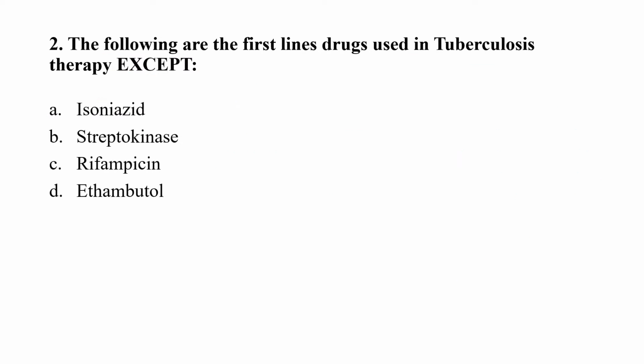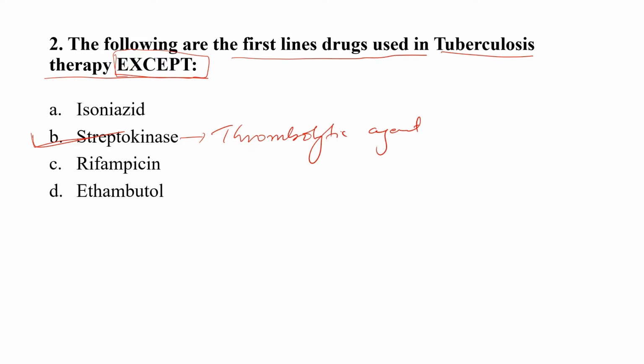Question number 2. The following are the first line drugs used in tuberculosis therapy except. So here we have to concentrate on this word except. The given options are option A, isoniazid, option B, streptokinase, option C, rifampicin, option D, ethambutol. So we see here streptokinase. Streptokinase is not an anti-tubercular drug. It is a thrombolytic agent. So the correct option here is option B, which is streptokinase. Otherwise, all these three, isoniazid, rifampicin, ethambutol, are the drugs for tuberculosis.